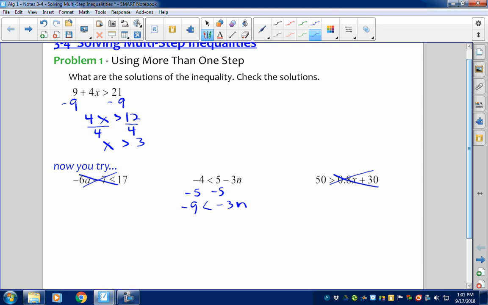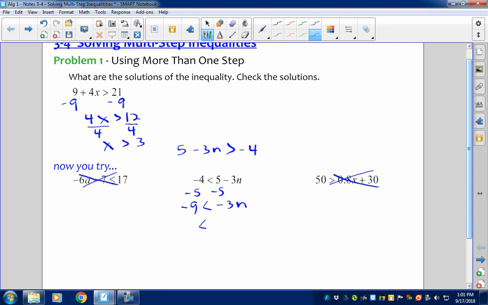I do have some students who like to start by getting the letter on the left immediately. If you wanted to rewrite it as 5 minus 3n, make sure it's still opening in that direction, -4. And then you could go through the process. You get the same thing as I'm going to get here. So we're not going to do this one. I'm going to skip it.